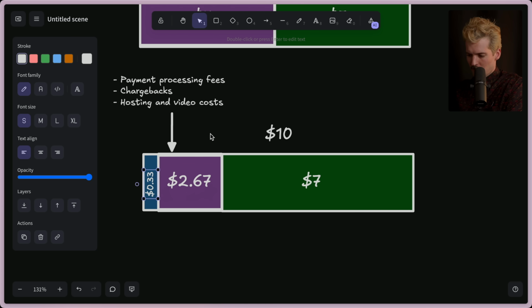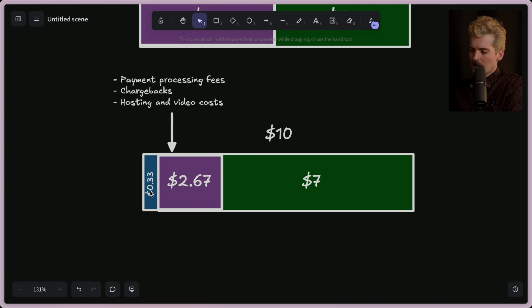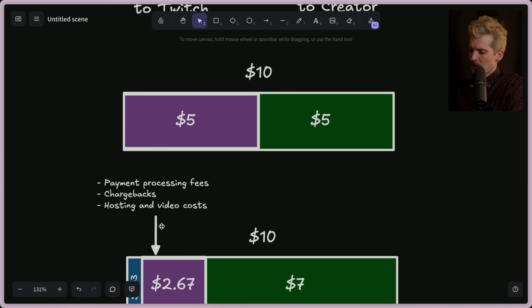If this was a $5 split, it would be worse because it still has to be 30 cents base, that's the base fee. So this would almost be double the chunk it takes. Thankfully, it's still a small number because it's 30 cents and 3%. But we need to talk about what happens when you subscribe on mobile. We're going to go with the same $10 number.